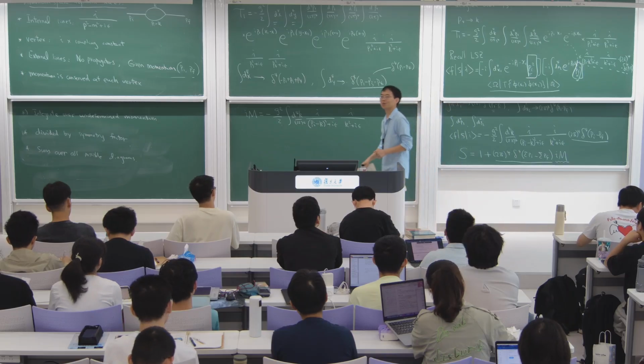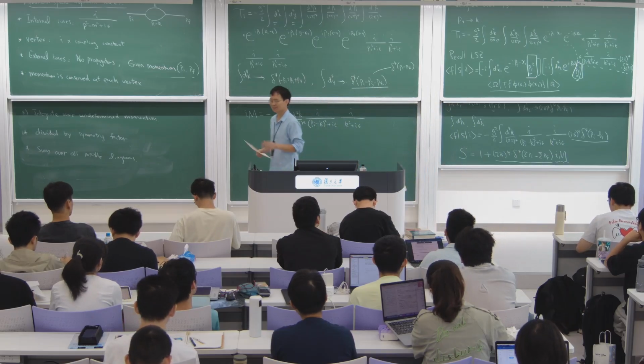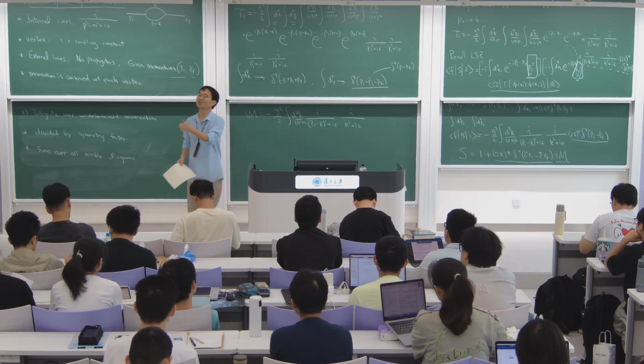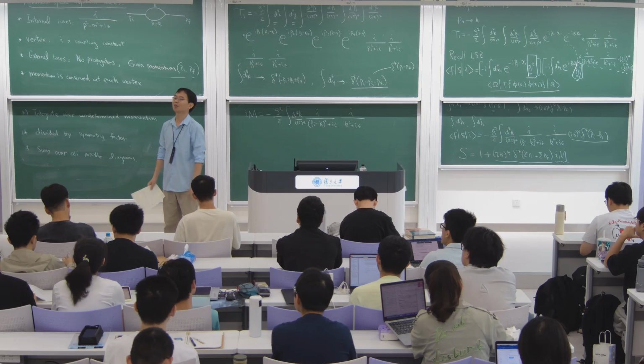Good question. Any other question? Yeah, the short answer is box is just p squared precisely.